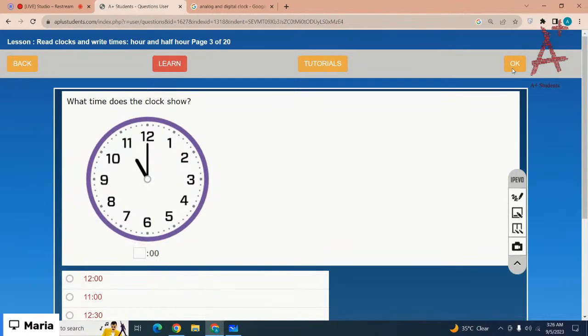What time does the clock show? The hour hand directly points to 11, right? So that means it is 11 hours and 0 minutes. The correct option is 11.